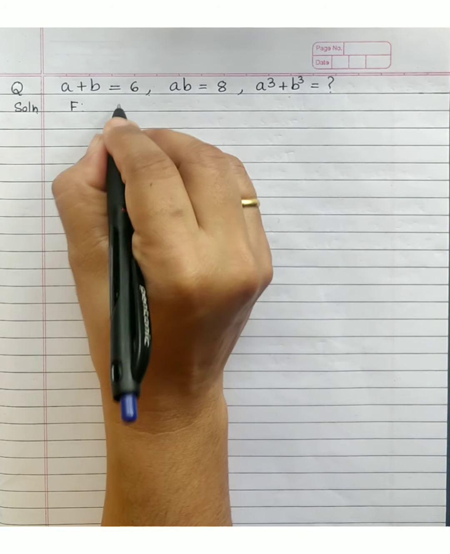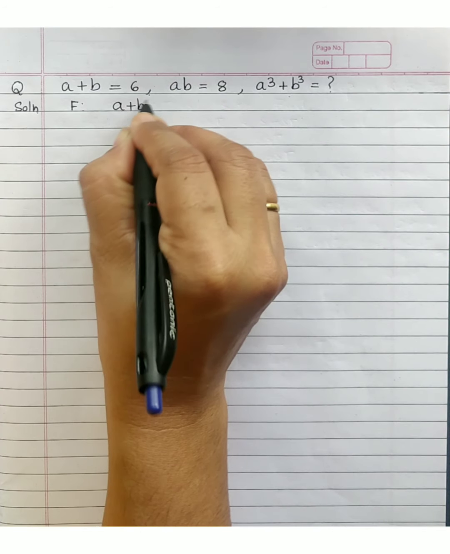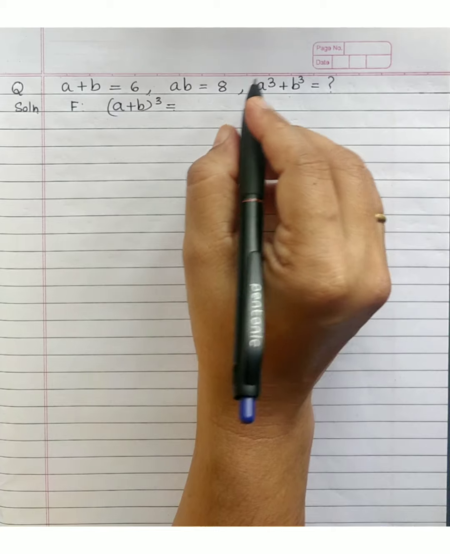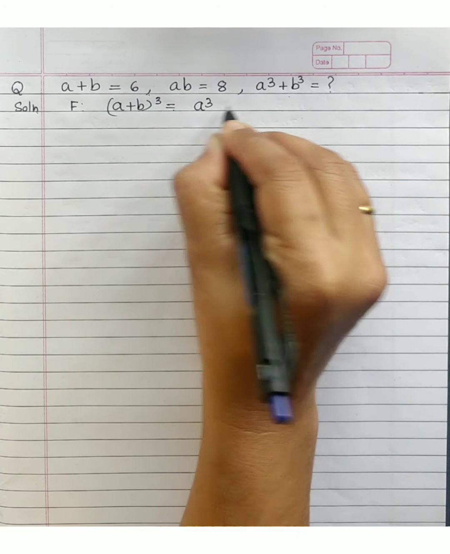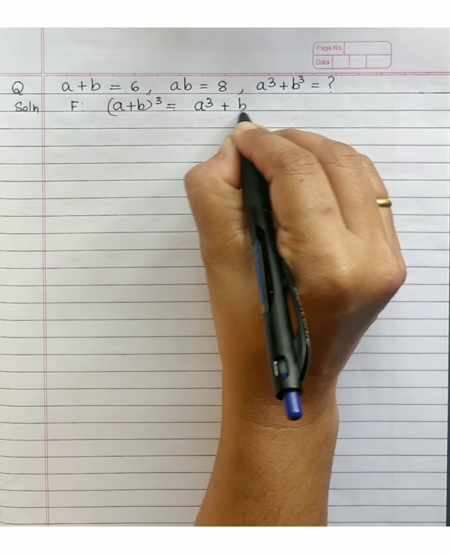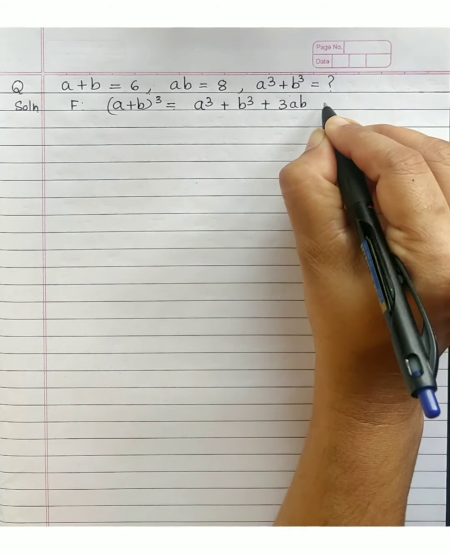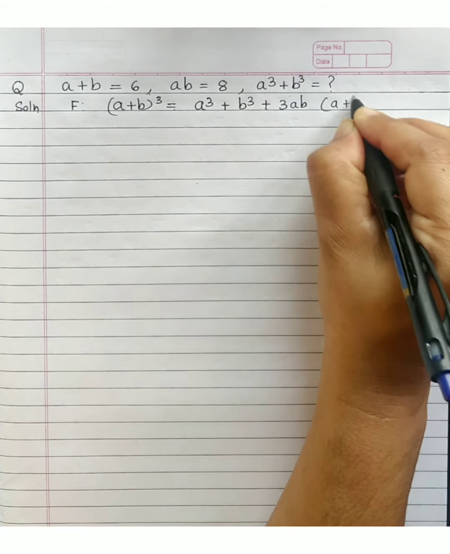So which formula will we use here? (a + b) the whole cube only, but in the second form where we have taken a + b common. So a³ + b³ + 3ab(a + b). So a + b's value is given, ab is given. Directly a³ + b³ can be obtained. Only we have changed the way of writing the formula and we get it very quickly.